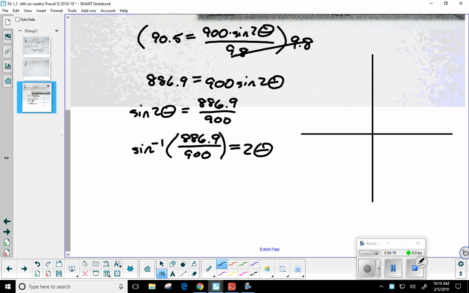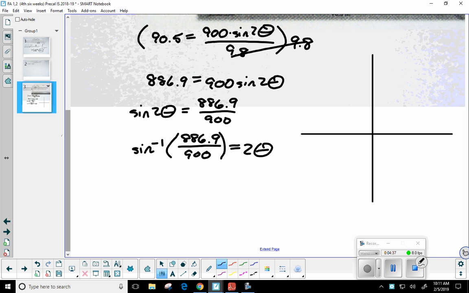equals 2 theta. Now, before we go to the calculator and get that, let's figure out our diagram here, because it's probably going to help us visualize what's happening. Because it's a positive ratio, what 2 quadrants will I draw my triangles in?